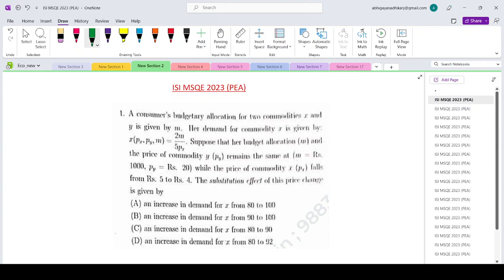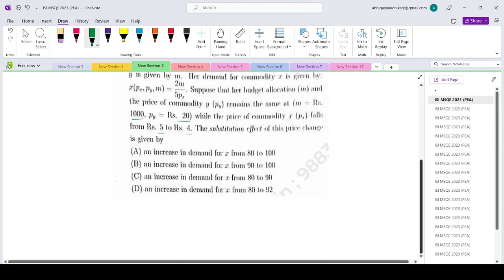And today we are looking at the ISI MSQE PEA paper 2023, question number 1. A consumer's budgetary allocation for two goods X and Y is given by small m. The demand for commodity X is given by X equals 2m by 5Px. Suppose our budget allocation m and the price of commodity Y remain the same at m equals 1000 and Py equals 20, while the price of commodity X falls from rupees 5 to rupees 4. Then the substitution effect of the price change is given by which of these four?